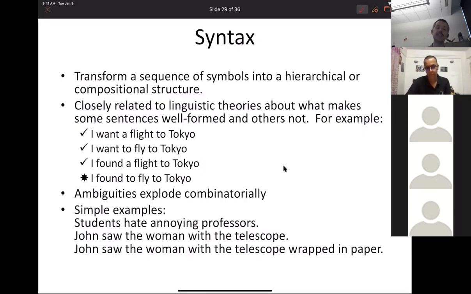And so there's a relationship between this linguistic study of syntax and syntax as it exists in natural language processing. Syntax is also ambiguous, and the ambiguities explode combinatorially. So here are some examples. Students hate annoying professors. Or students like annoying professors. John saw the woman with the telescope. John saw the woman with the telescope wrapped in paper. How are these ambiguous?